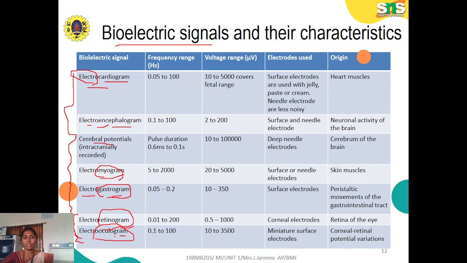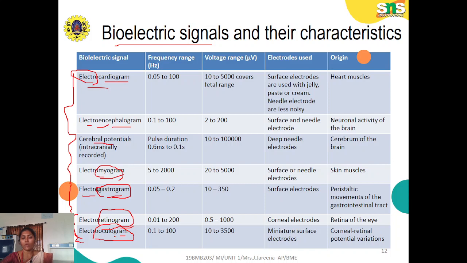Okay, that is the representation of output. Whereas if the word ends with graphy, whether it is electrocardiography or electromyography or electrogastrography or retinography or oculography, whatever it may be, then it is representing the technique which we are using.